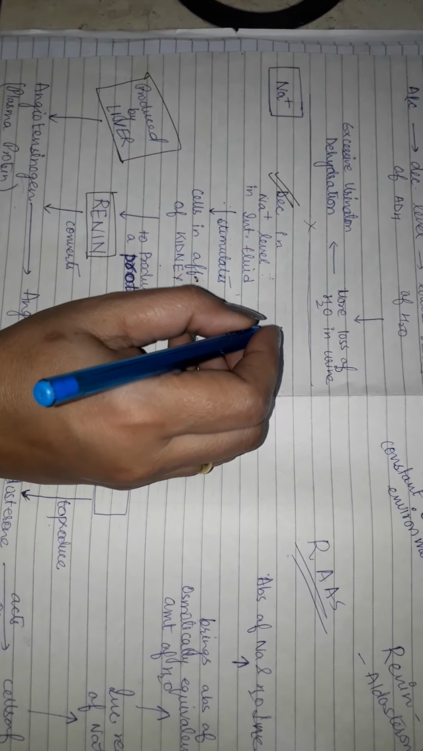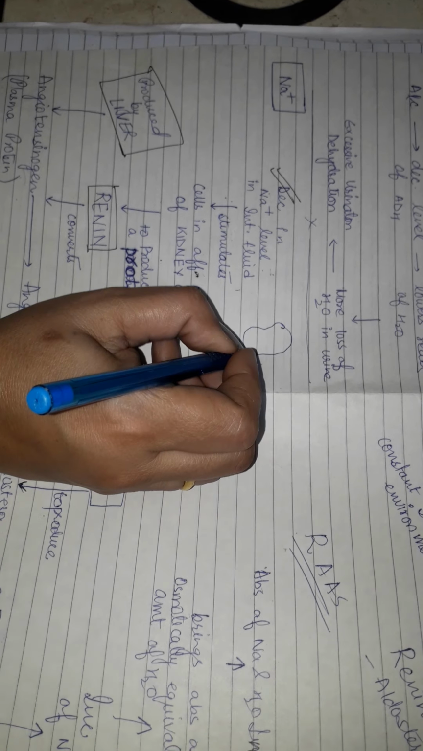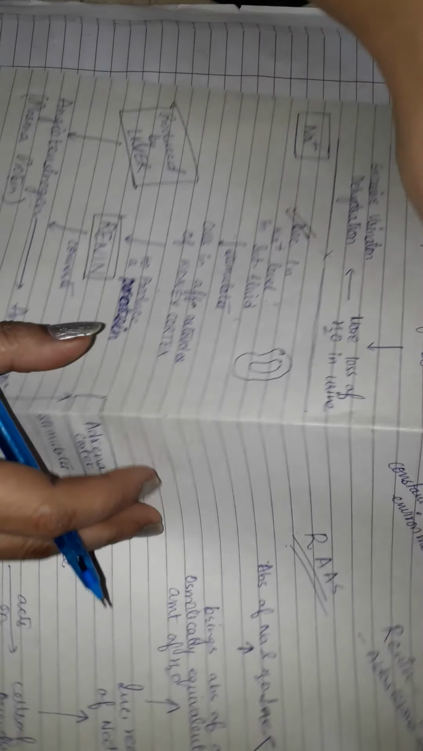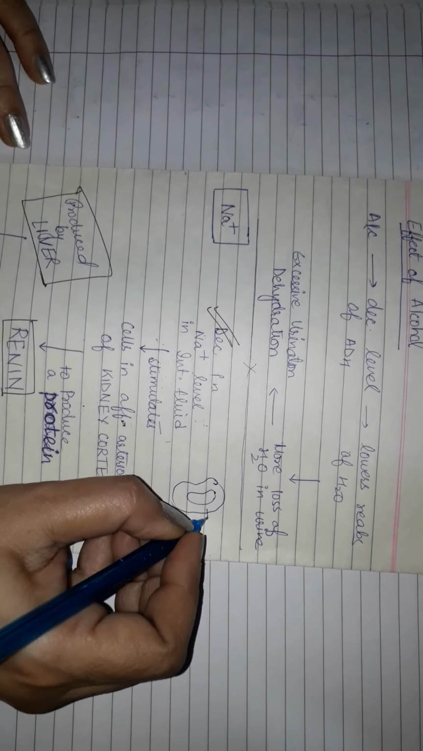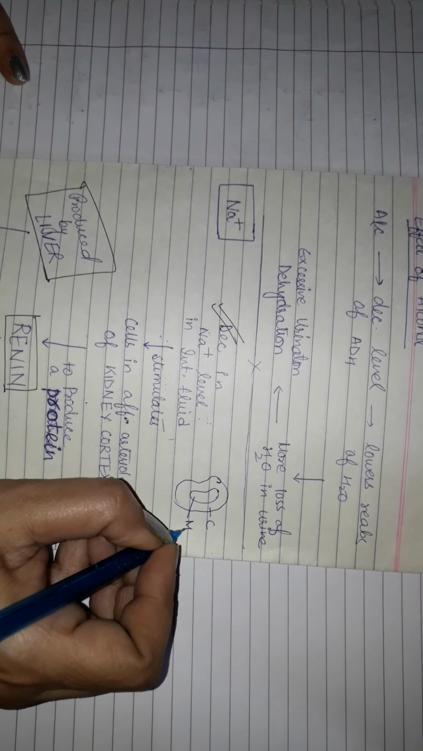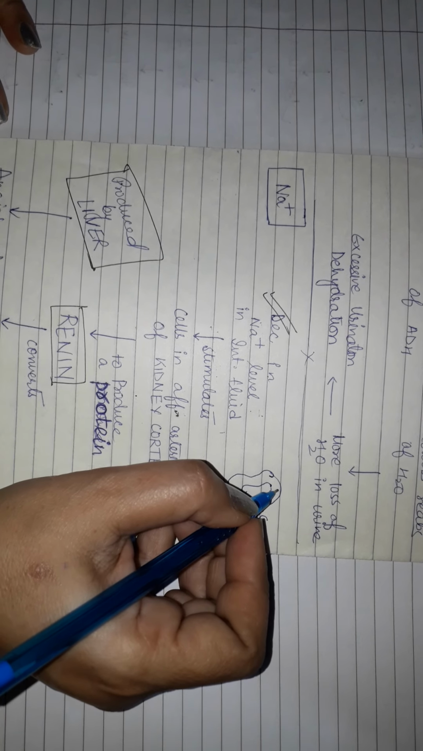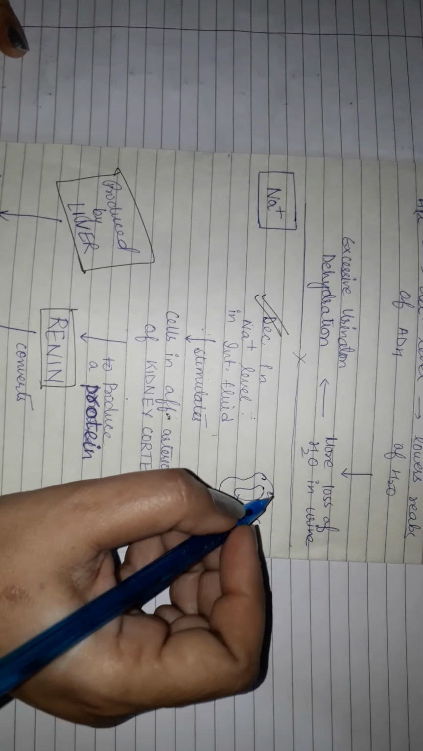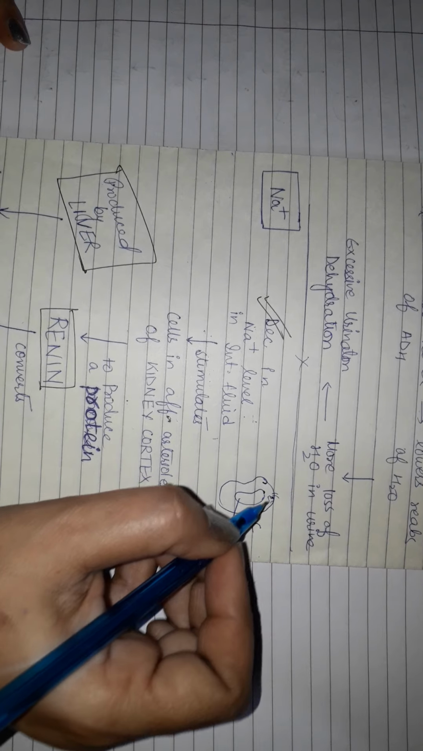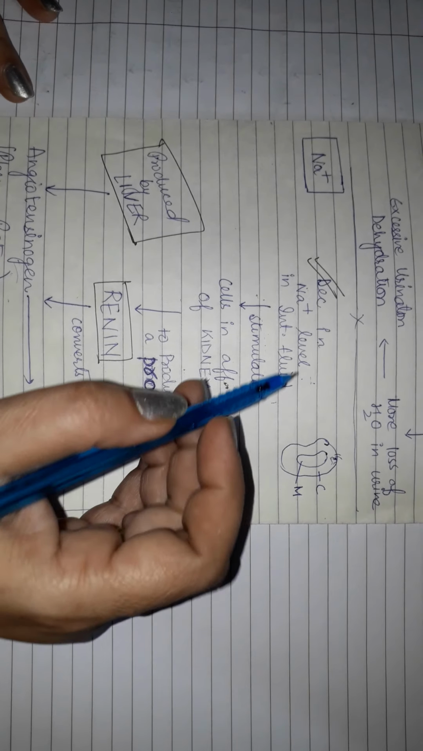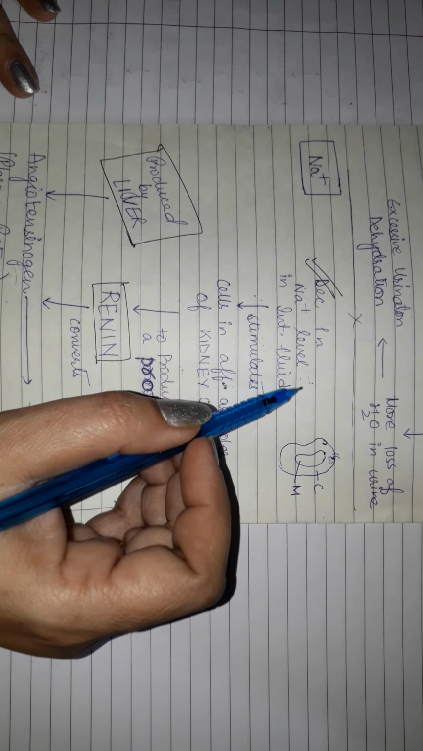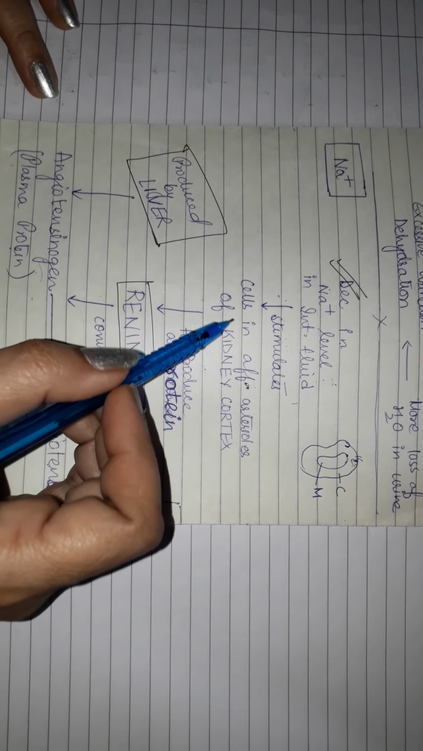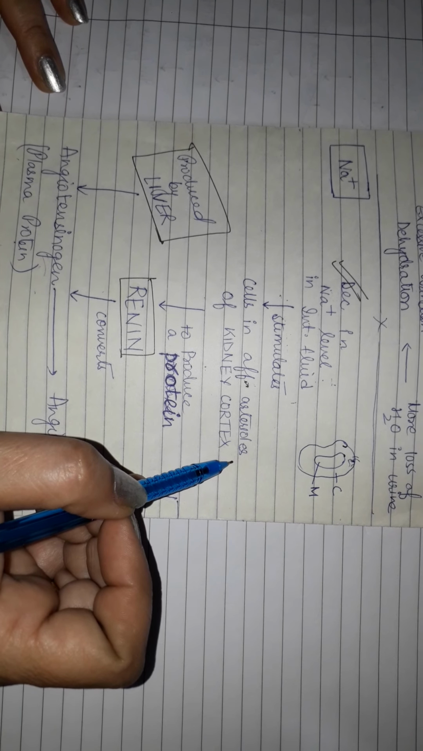This is kidney. Kidney has two layers. The outer layer is called the cortex and the inner layer is called medulla. Now the nephrons which are located in the cortex and the afferent arteriole, which is bringing the oxygenated blood to them, decrease in sodium ion level in the kidney. It stimulates the cells in afferent arterioles.